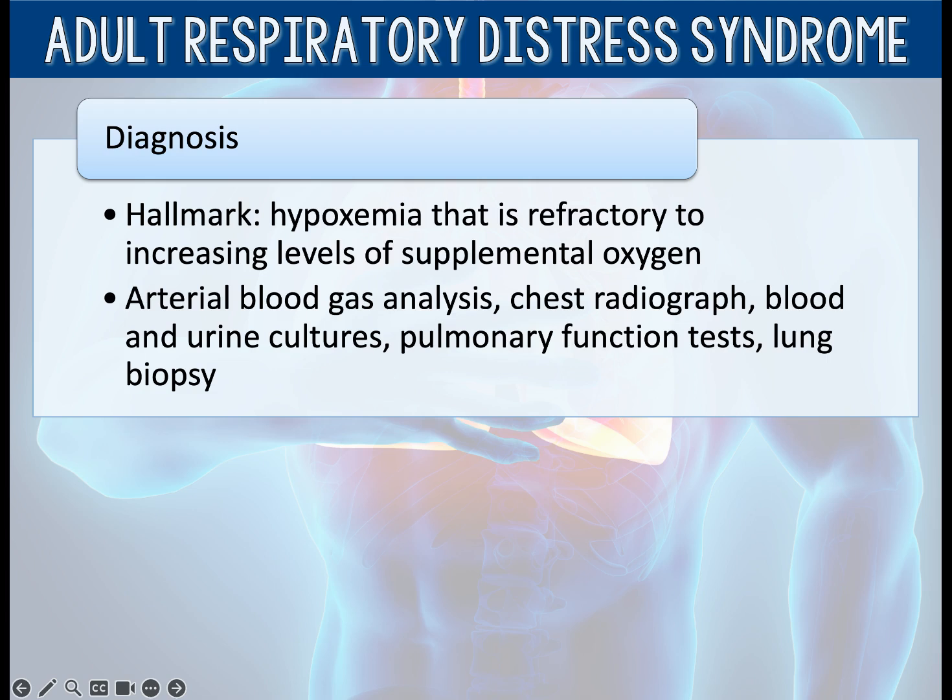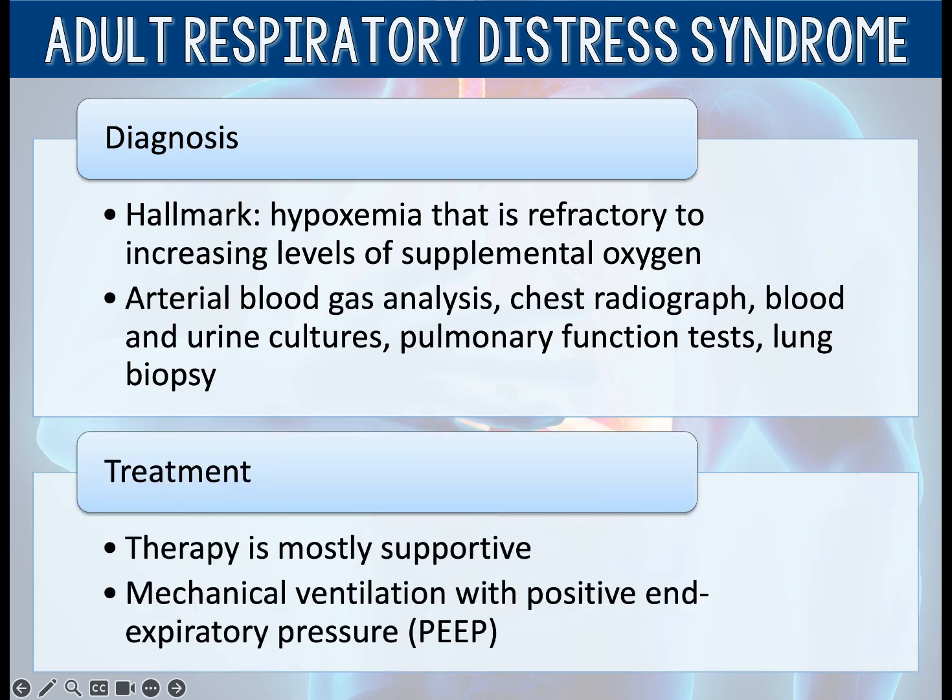Then we do other things like blood and urine cultures just to see if that infection has spread to the blood or to the urine. Pulmonary function tests also to see how bad the lungs are, and you might want to do a lung biopsy if we suspect some kind of pulmonary malignancy. How do we take care of it? It's really mostly supportive. They have to be on the ventilator with positive end expiratory pressure. In fact, they are put on PEEP that is much higher than patients without ARDS.